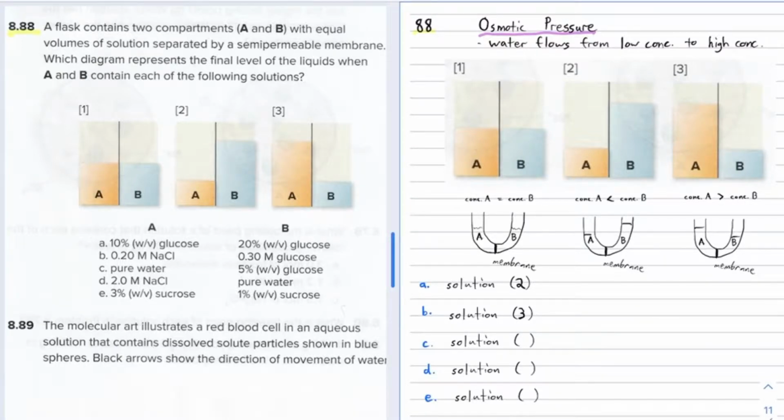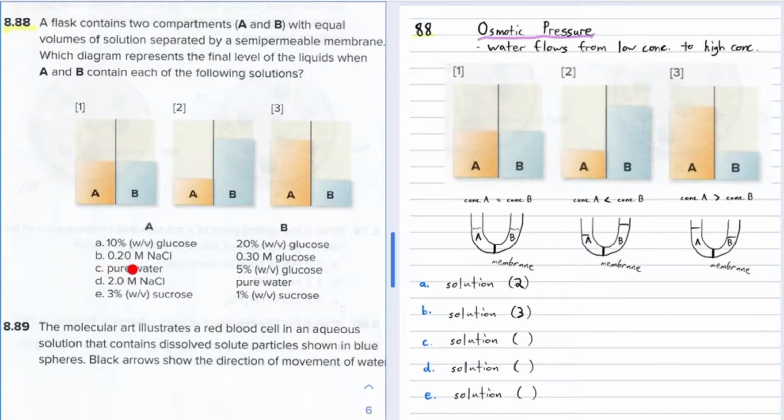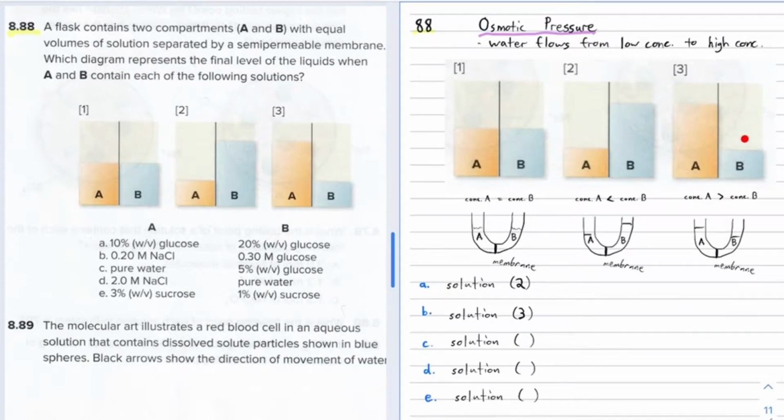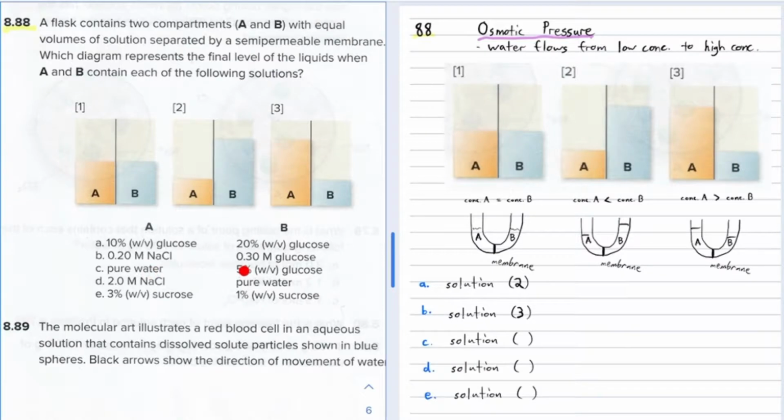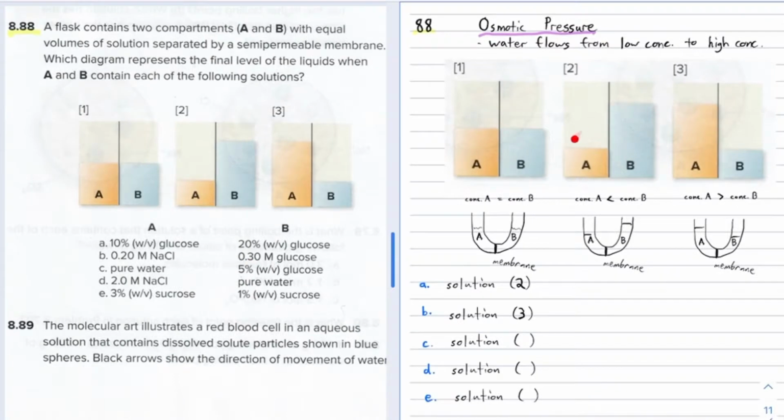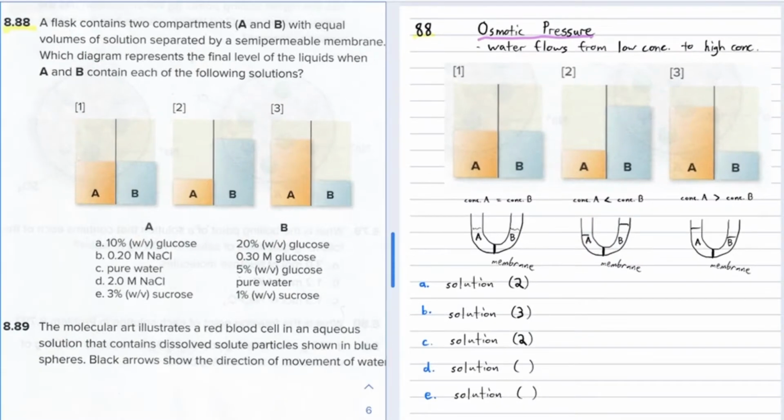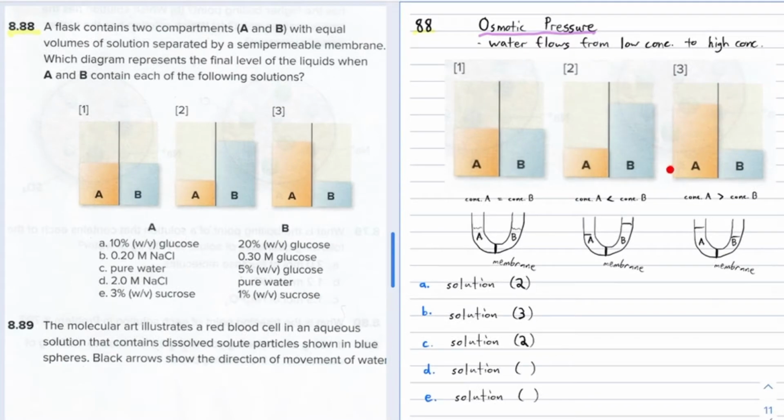Part C and Part D are simple. Part C, you got pure water on the left versus 5% glucose on the right. So the water flows from the less concentrated to the more concentrated, and you're going to be left with situation 2. And again, part D, water is going to flow from the pure water over to the sodium chloride solution, and you're going to be left with situation 3.